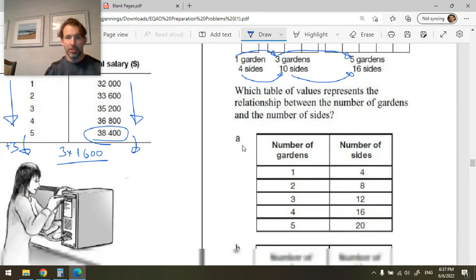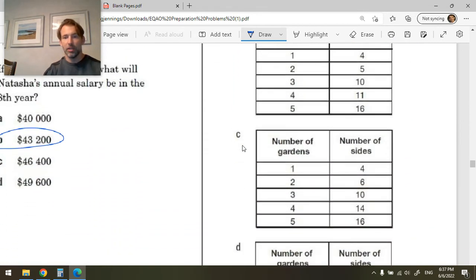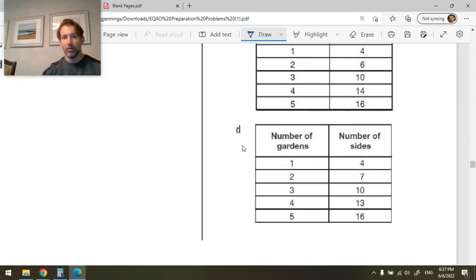Okay. So I want to see something with an m of 3. That's not it. D will be it. There we go. This is it. See, this grows by 3. This grows by 3. This grows by 3. This grows by 3. This is a line. This is it.